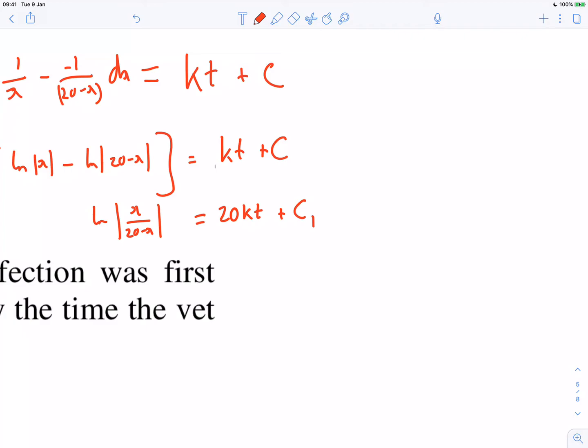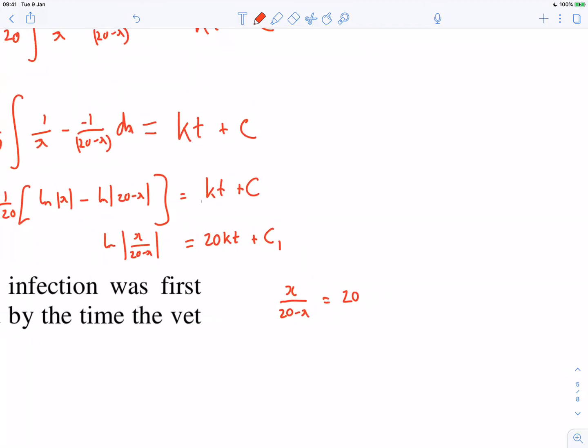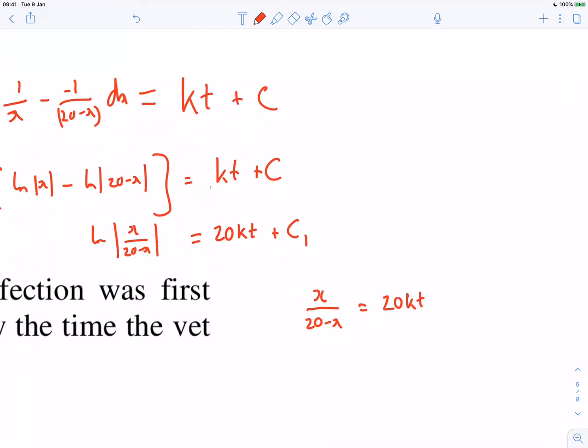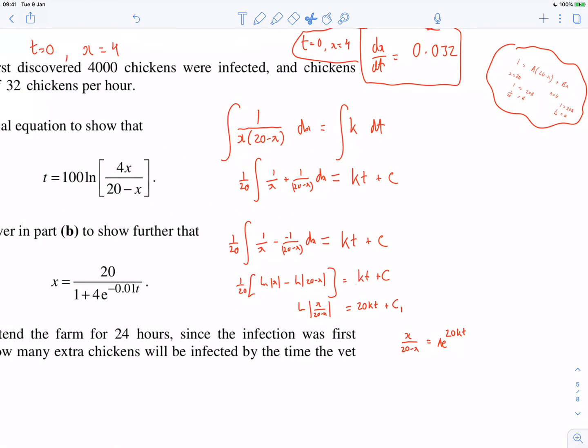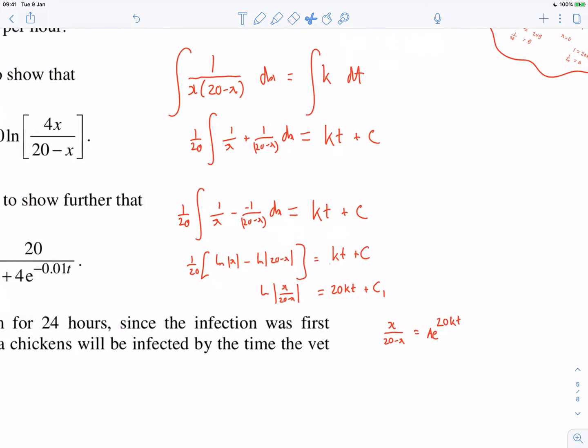If I exponentiate both sides, I'll get x over 20 minus x equals e to the power of 20kt plus c1, but as we said before, that's just going to be a new arbitrary constant factor coming out there because e to the c1 is just a new constant. And what does this want me to get it as? It wants me t the subject. Okay.